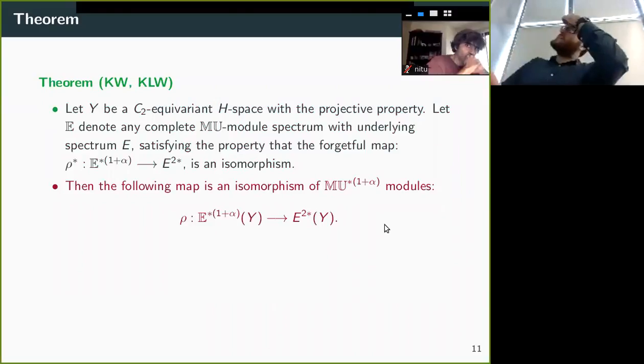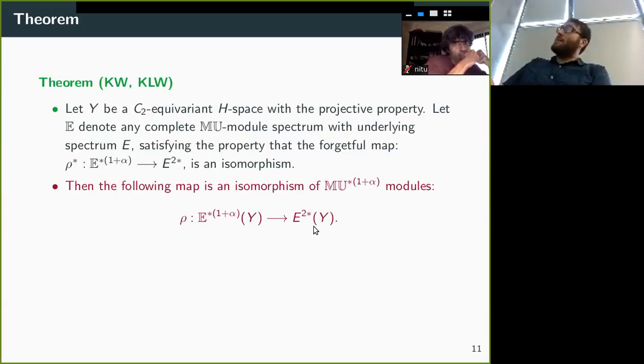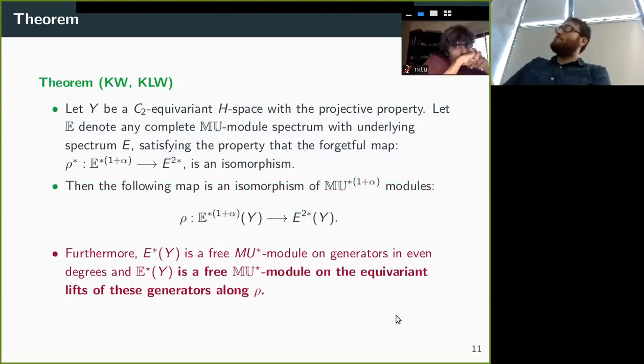Then the theorem says that in fact, the forgetful map on the equivariant cohomology of Y is an isomorphism as well. So we get the equivariant cohomology of Y from the ordinary cohomology of Y in even degrees. That map is an isomorphism. And this is the part of the theorem that I'm going to use for the computation that I told you about. But in fact, the theorem says something stronger.